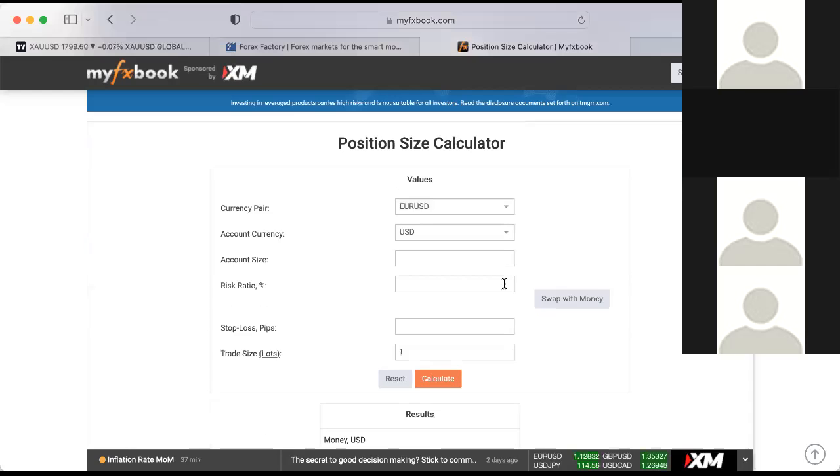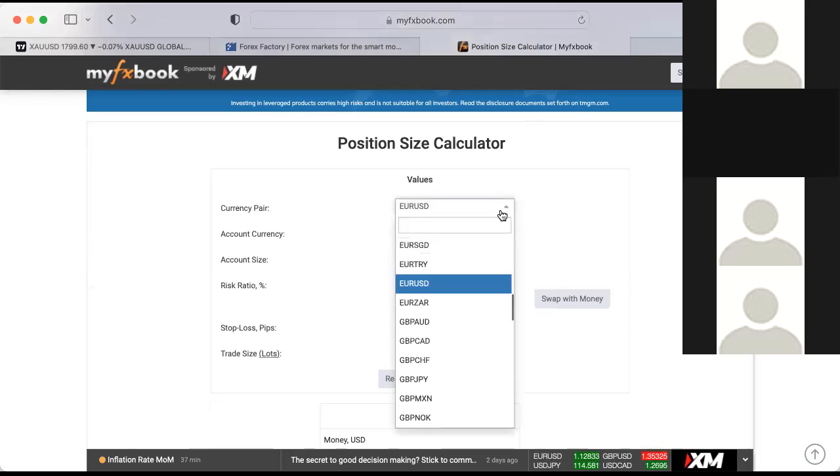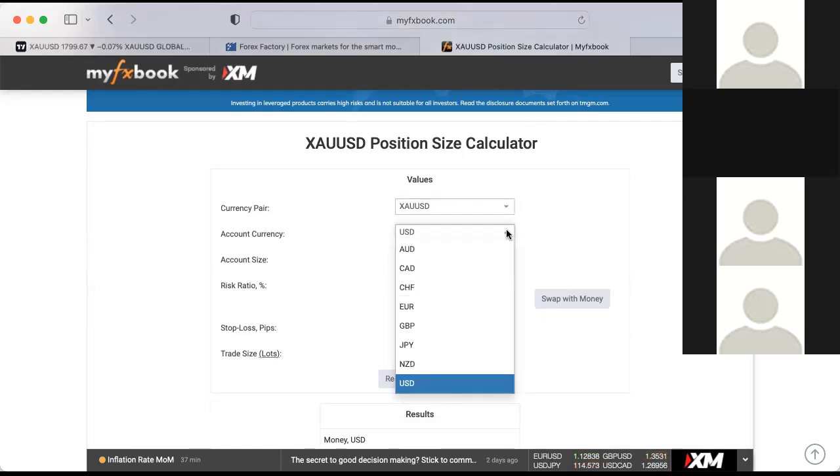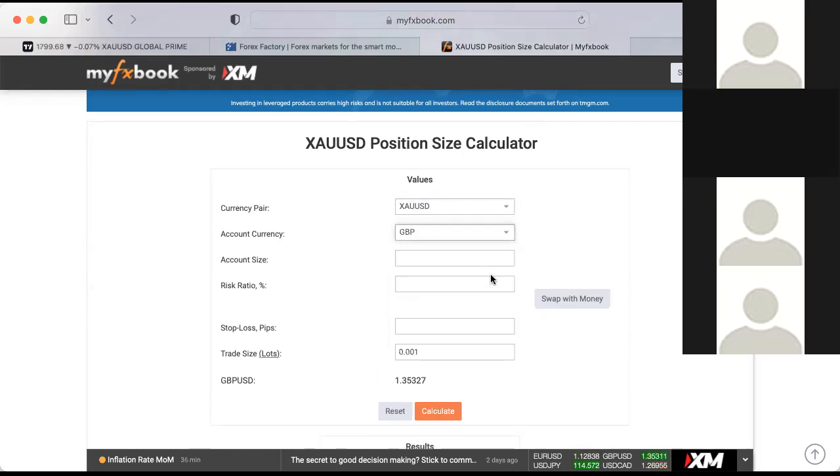I'm sure you've seen me do this before, but we'll just do it one more time. So we type in XAU USD. I trade in British pounds, whatever your account size is, but let's say $20,000 or £20,000. You want to risk 1%, and you want to have a 30 pip stop loss. And this is the key thing: you have to change this trade size.